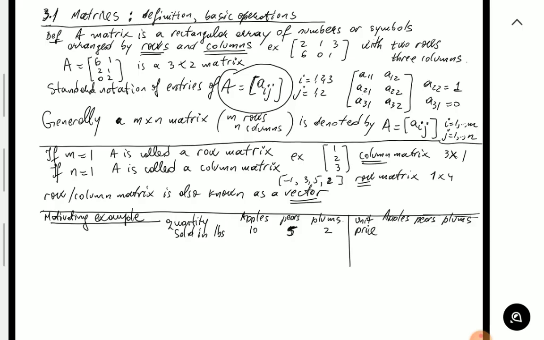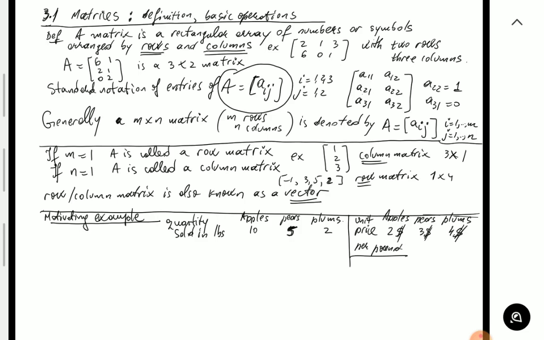And let's say the unit price for the apples, forget about whether that's realistic or not, let's say it's $2. For pears, per pound, right? It's $3. And then for plums it's $4. This is per pound.